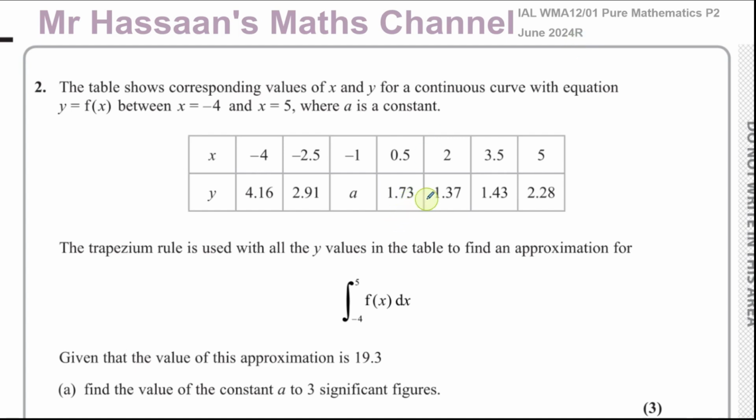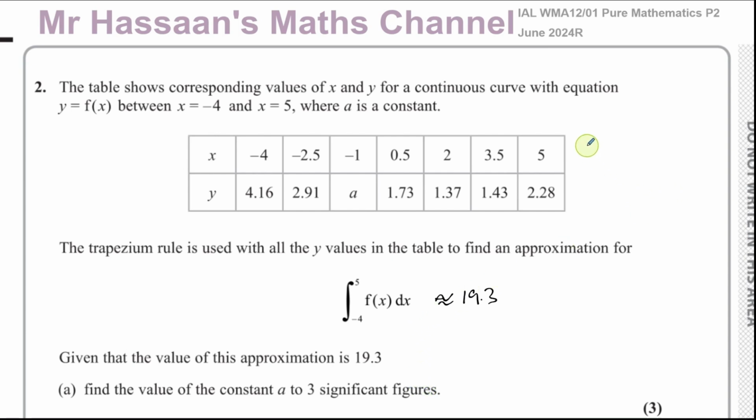The table shows corresponding values of x and y for a continuous curve with the equation y equals f of x between x equals -4 and x equals 5, where a is a constant. The a value is basically missing here. The trapezium rule is used with all the y values in the table to find an approximation for the integral between -4 and 5 of f of x with respect to x. We're told that the value of this approximation is 19.3. We have to find the value of the constant a to 3 significant figures.